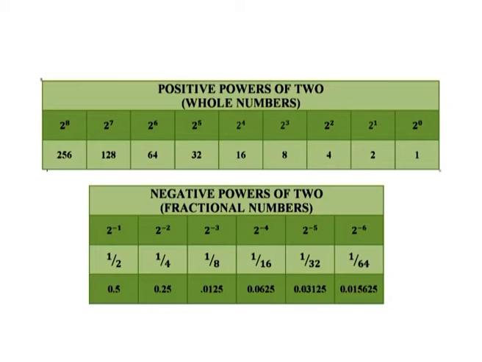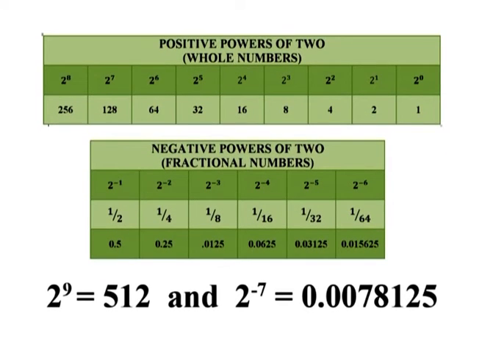Notice that the weight doubles for each positive power of 2 and that the weight is halved for each negative power of 2. You can easily extend the table by doubling the weight of the most significant positive power of 2 and halving the weight of the least significant negative power of 2. For example, 2 to the power 9 is equal to 512 and 2 to the power minus 7 is equal to 0.0078125.